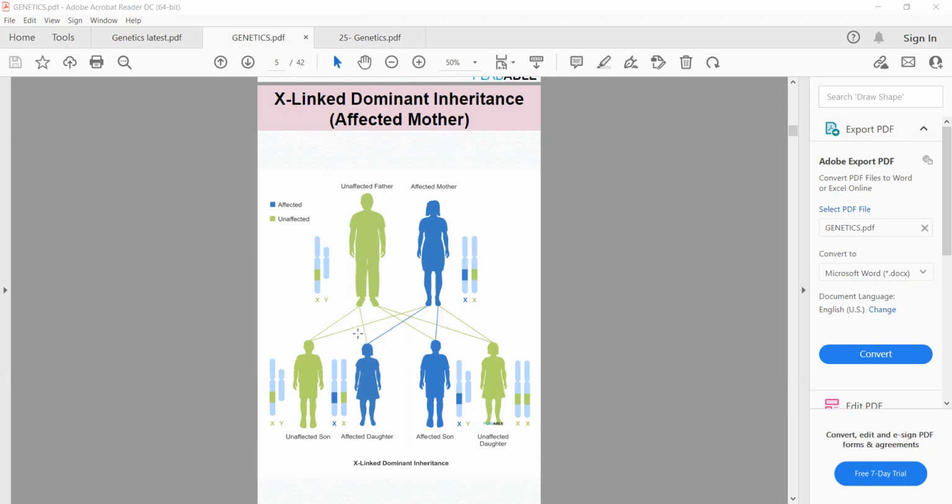So out of four children, two will be affected. One son and one daughter will be affected. So if we talk overall, then 50% of the children will have the disease and 50% of the children will be normal. Similar was the case in autosomal dominant inheritance, that 50% of the children had the disease and 50% of the children were normal. So the pattern of this X-linked dominant inheritance, if the mother is affected, is kind of similar to autosomal dominant inheritance. I hope it's clear and there is no confusion.